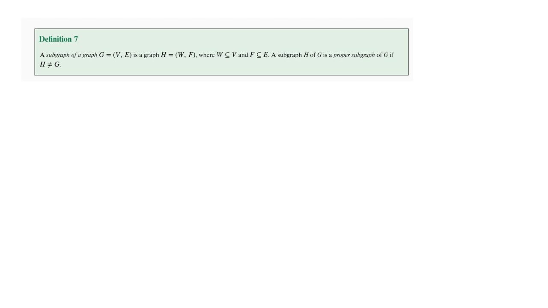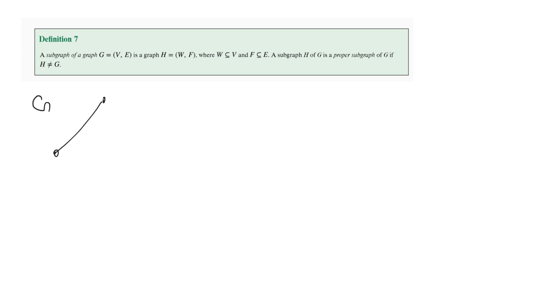Let's go into the notion of a subgraph. So intuitively, a subgraph is a graph which is part of a bigger graph. And so let's have two graphs, G with vertex set V and edge set E, and H with vertex set W and edge set F. Then we say that H is a subgraph of G if its vertex set is a subset of V and its edge set is a subset of E. And H is called a proper subgraph of G if they are not equal.